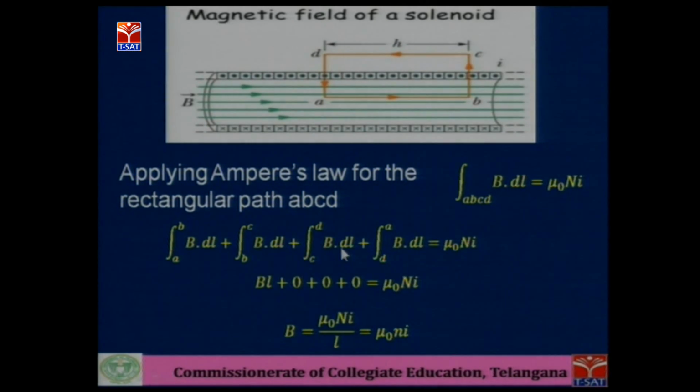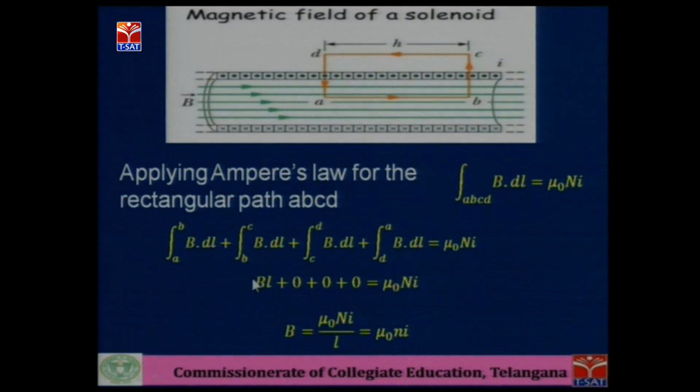Again, the line integral of B dot dl from C to D. We can see there is no magnetic field outside the solenoid. So B is 0. Since B is 0, the entire integral becomes 0. Next, coming from D to A, here again the length element and the magnetic field are perpendicular to each other. The angle between them is 90 degrees, and B dl cos 90 is 0. So this is also 0.